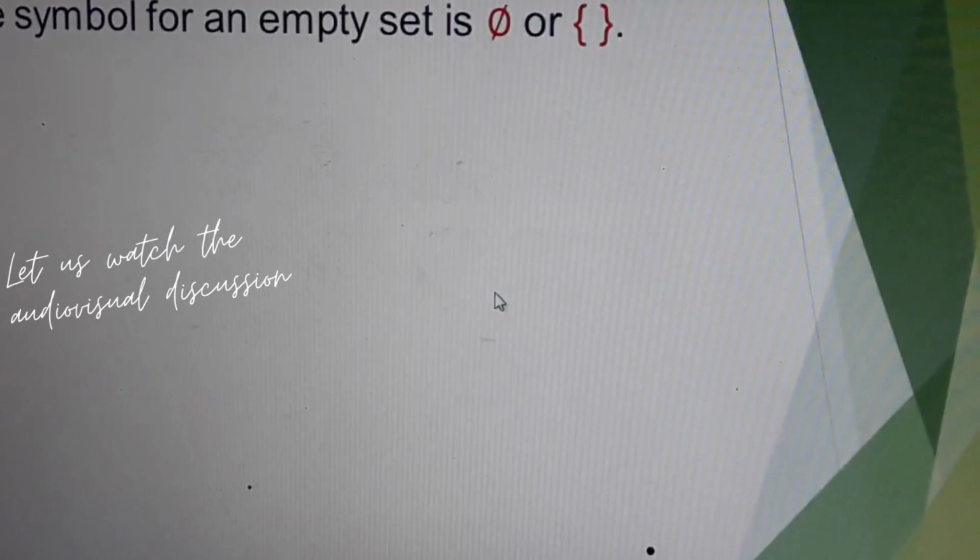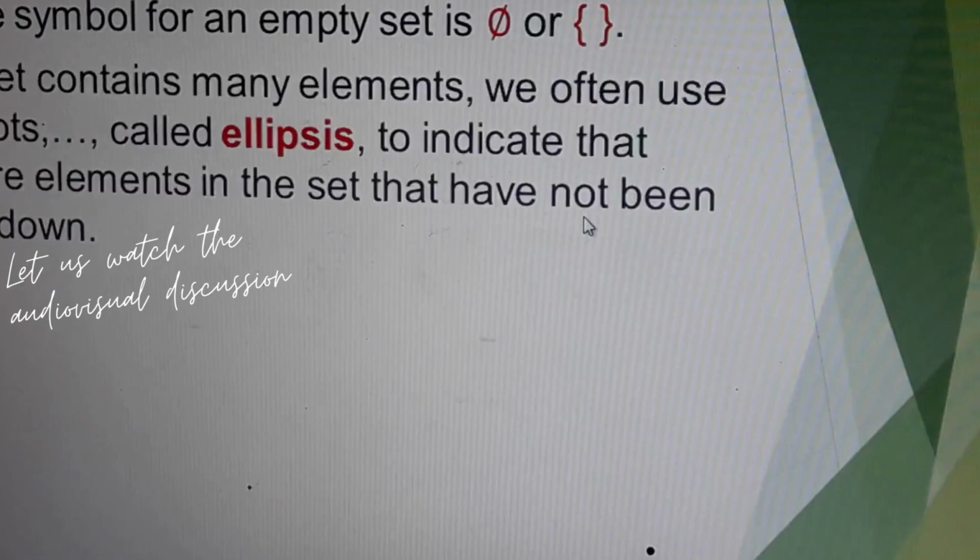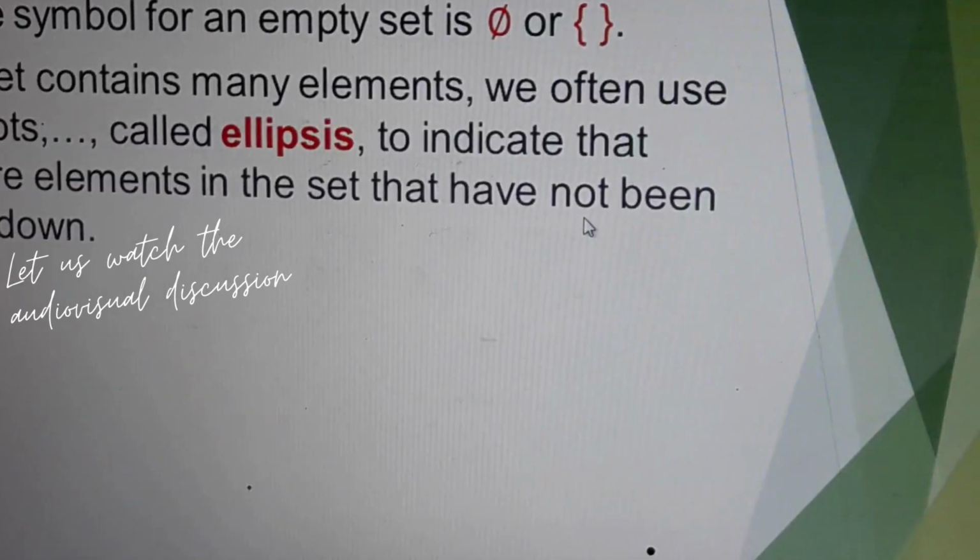Okay, let's continue. A set with no elements is an empty set or null set. That's what we mentioned earlier, represented by a symbol, capital letter O with a slash, or open and closed braces. If the set contains many elements, we often use three dots, called ellipses, as we mentioned already, to indicate that there are elements in a set that have not been written down.